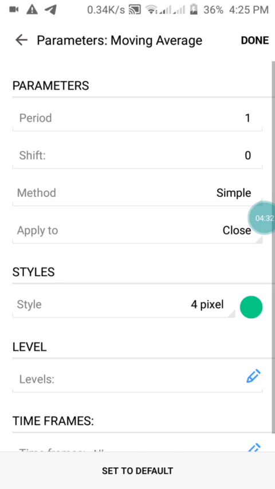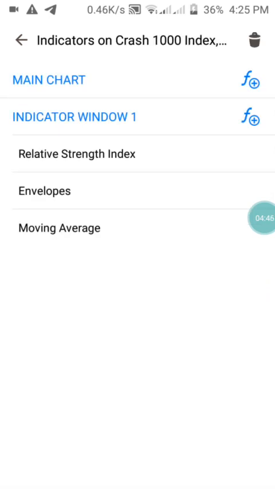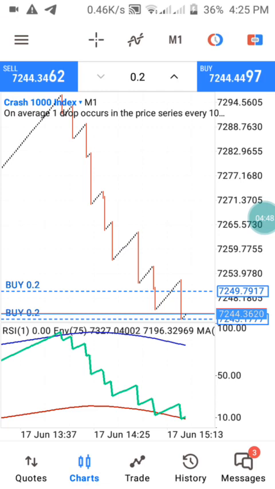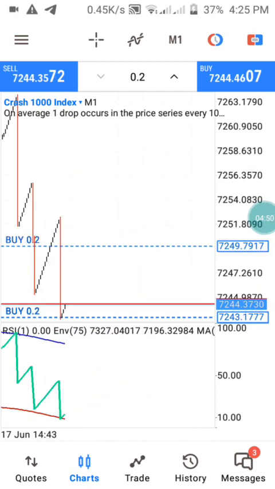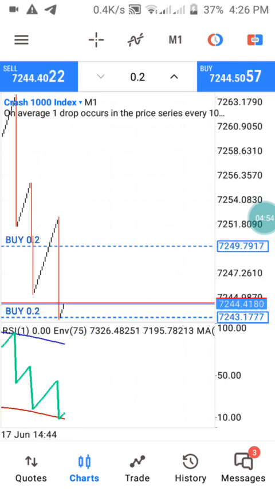Then you have your moving average. We have the period of 1. We have our shift to be 0. We have our method to be simple, and we have applied to close, and then we have our style at this color. So that's all about our moving average. Then you can press on done. Once you press on done, you know that it is accurate for you now to take this particular trade.